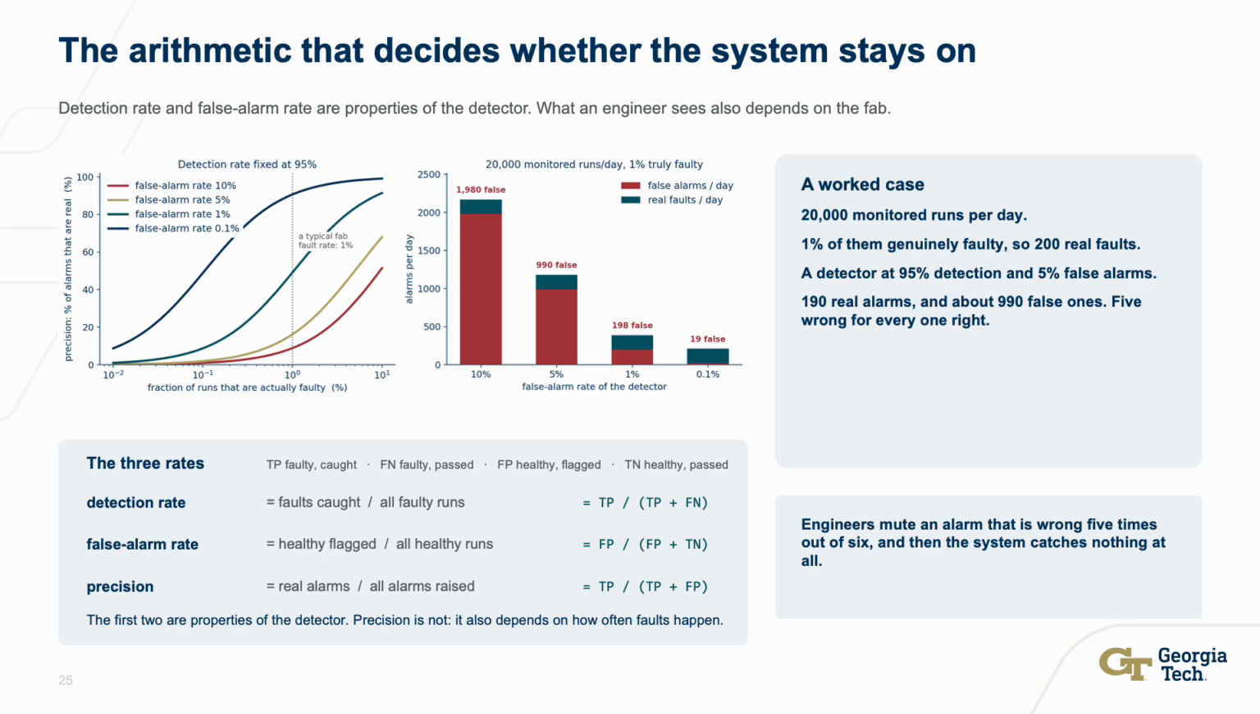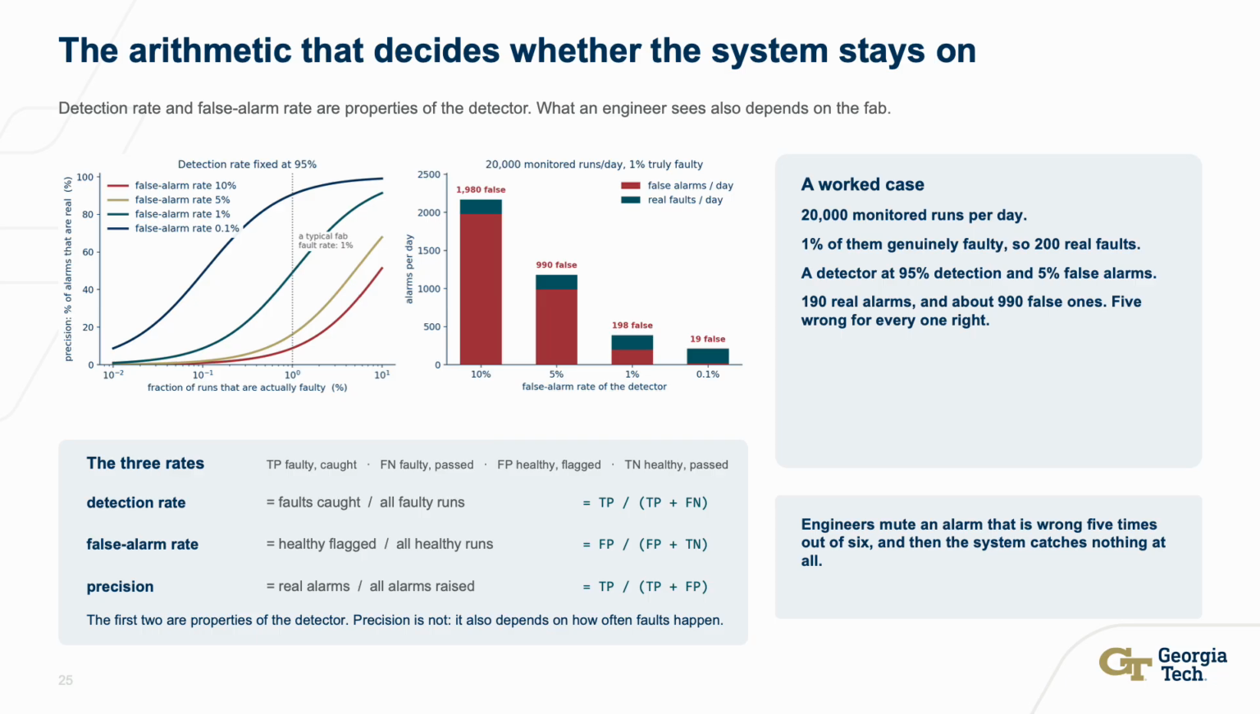Three definitions first, because the slide uses all three and only the first two have appeared so far. Detection rate is the faults that you caught divided by all the faulty runs there were. TP over TP plus FN. False alarm rate is the healthy runs you flag divided by all the healthy runs. FP over FP plus TN. Both are properties of the detector and both are what a benchmark reports.